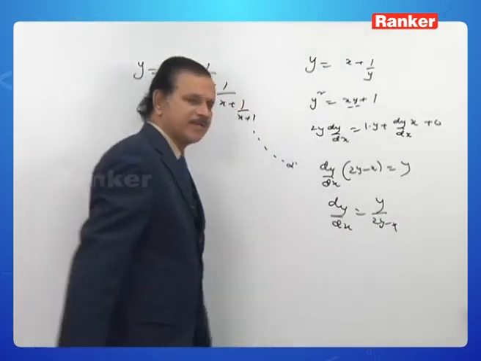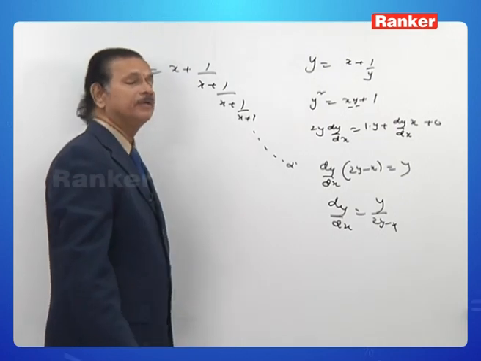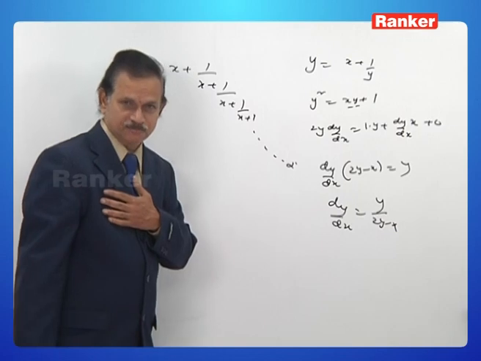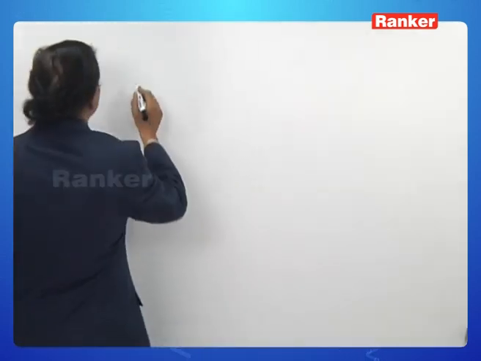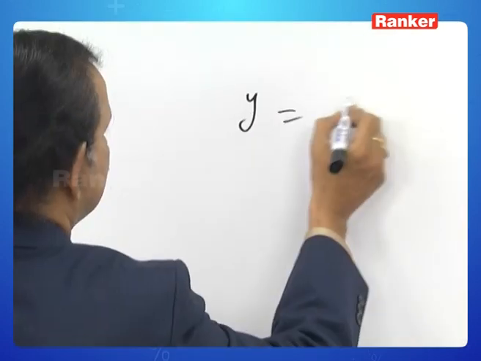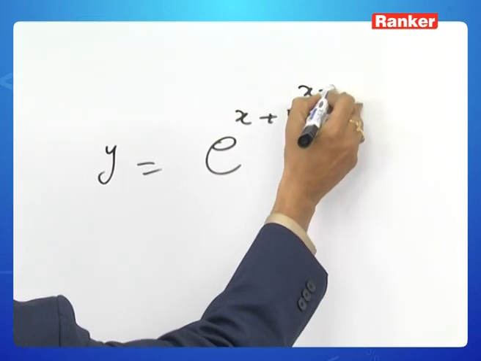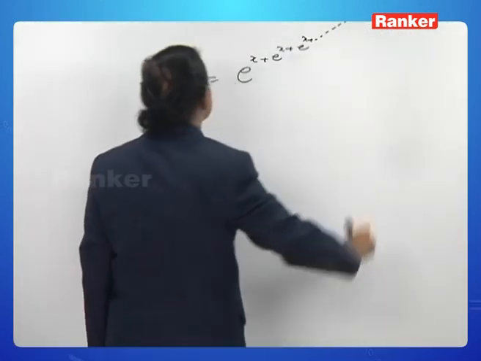As you like, you can use whatever formula or procedure you like. This is in the shape of a continued fraction, isn't it? Okay, one more such thing. y is equal to e power x plus e power x plus e power x plus e power, etc.